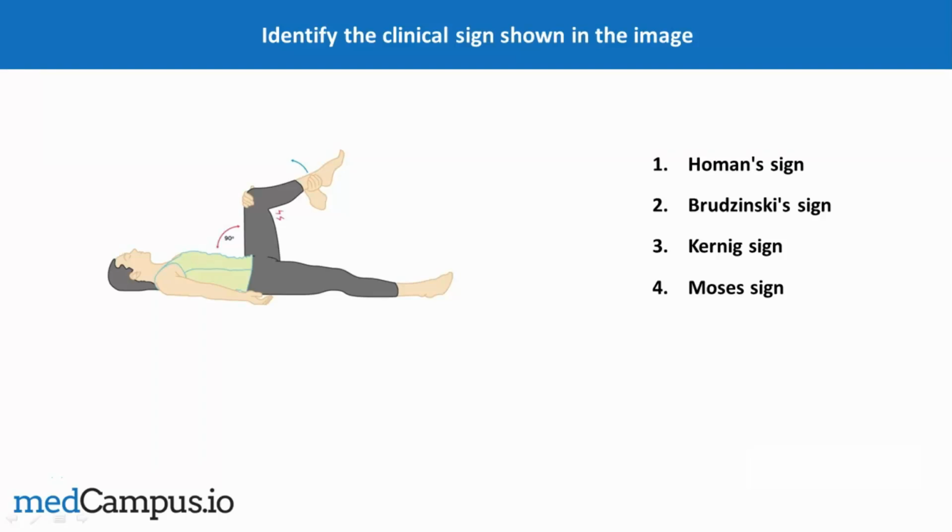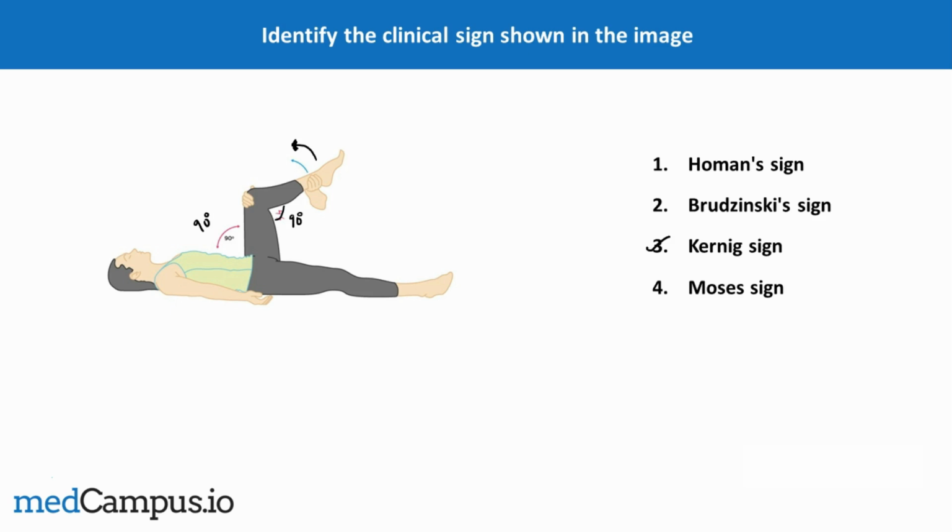Identify the clinical sign which is shown in this image. So the inference from this image is hip is flexed at 90 degrees and knee is also flexed at 90 degrees, and now the examiner is trying to extend the knee from this position. Okay, so what the examiner is trying to elicit here is Kernig sign.